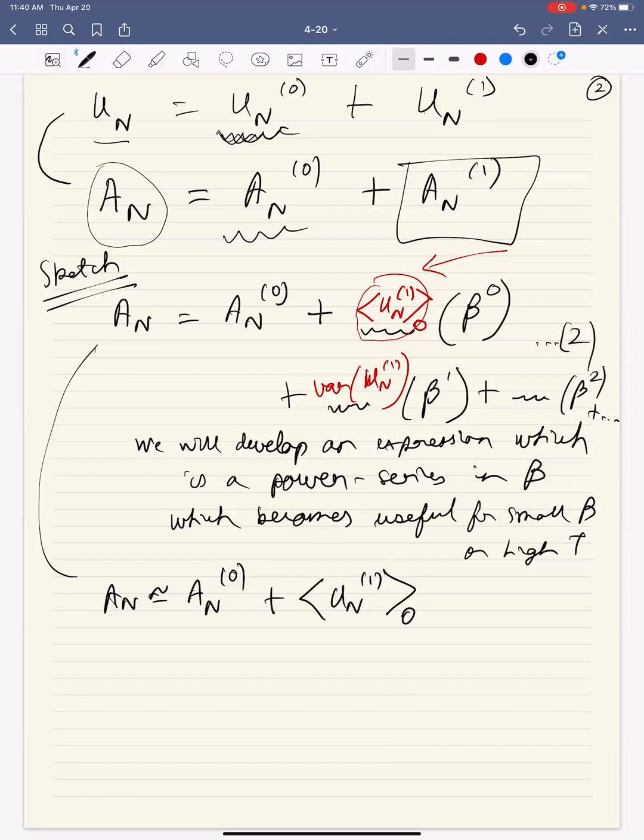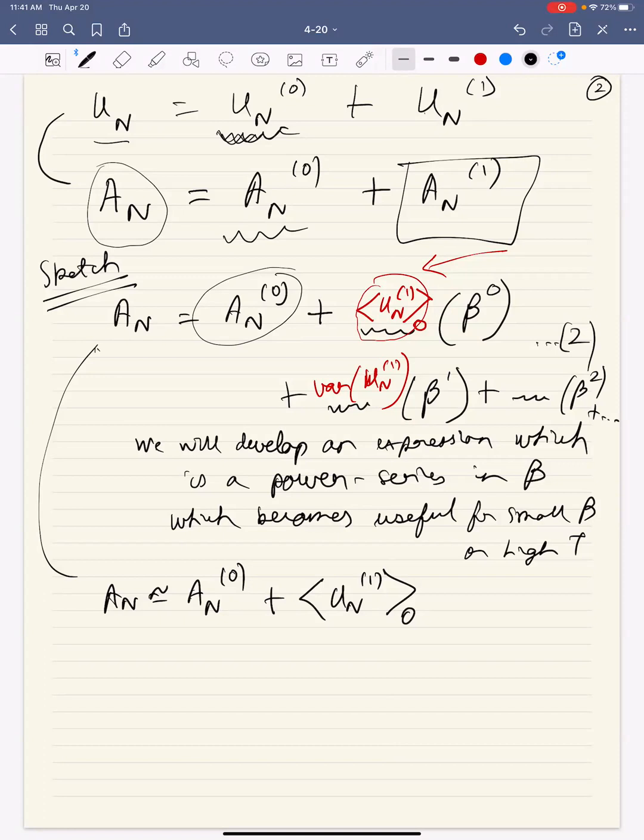And I wanted to expand this as a power series, and I wrote down the result that An will depend on An0 plus something multiplied by beta to the power 0 plus something multiplied by beta to the power 1. This something multiplied by beta to the power 0, you expected that this something should have the unit of energy. And the one thing that you can think of with unit of energy, it clearly cannot depend on Un0 because you're talking about the perturbation. So it's going to be Un1. So the simplest thing that it can be is the ensemble average of Un1 in the reference potential.